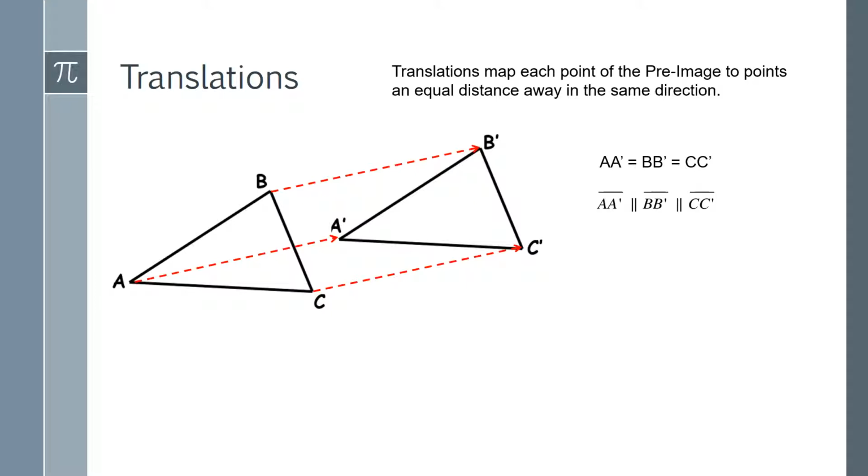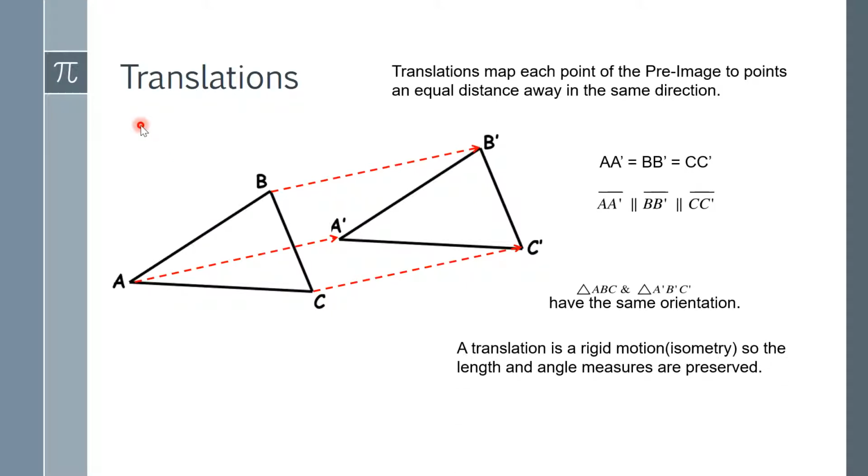We also know that AA prime, so that's these lines here, are going to be parallel to each other. So these will be parallel, these will be parallel, and so on. And we know that the pictures will have the same orientation. So we couldn't turn this figure in any way. We couldn't have a reflection. It would be a translation which has the same orientation. And a translation is a rigid motion, which means it's an isometry. So angles and lengths will remain the same.